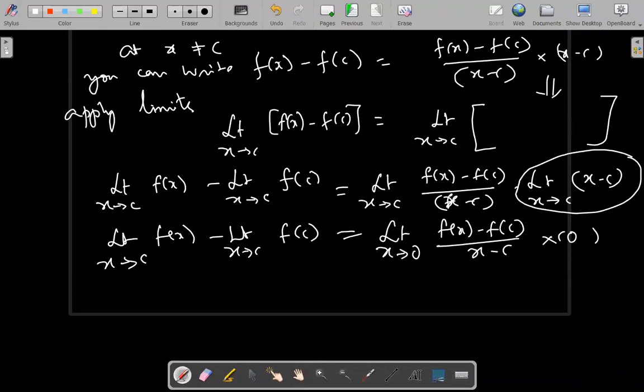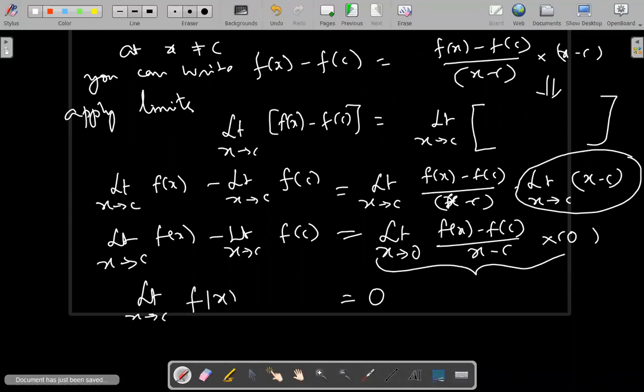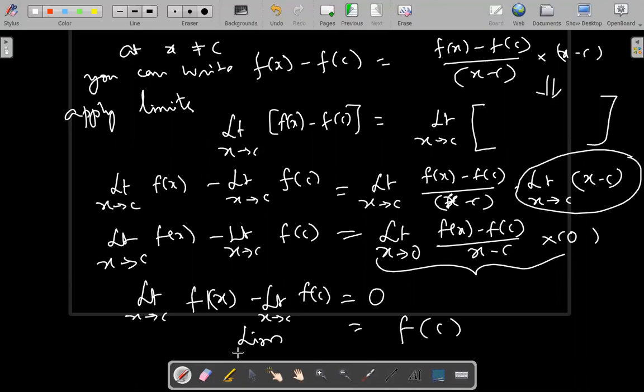So this entire thing becomes 0 because this is 0. So you got 0 equals limit x tends to c f of x minus limit x tends to c f of c. So he brings this to the right side. Here there is no x, that's why this becomes f of c. And here limit x tends to c f of x, so this is nothing but our direct value. LHL, RHL, whatever it is, this is direct value. Therefore, f of x is continuous.